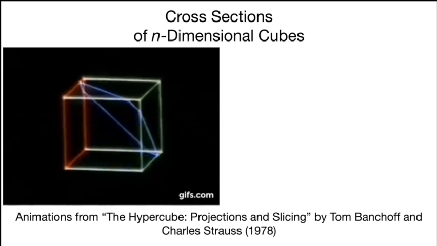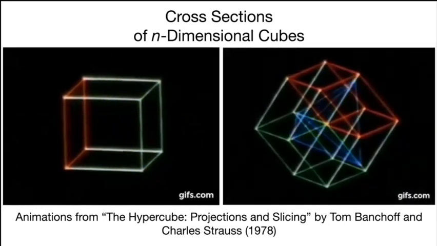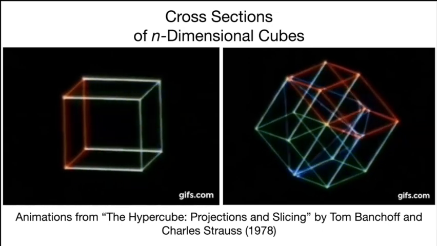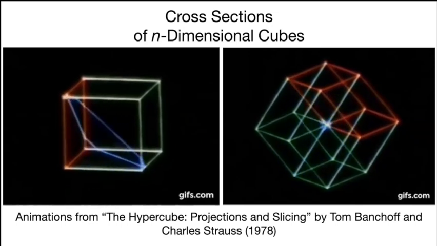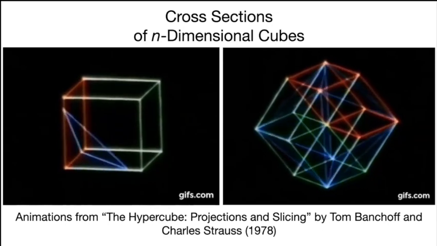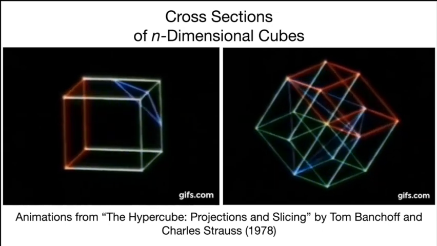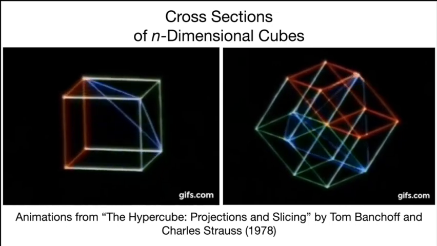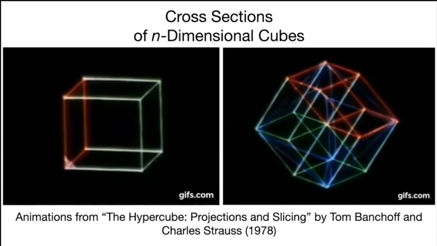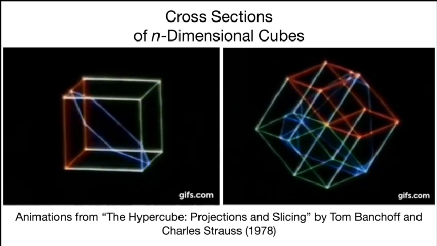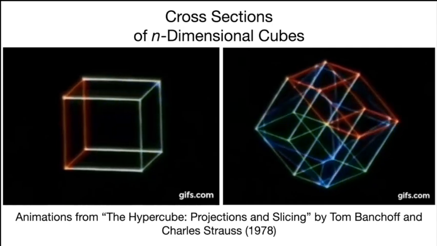They show a bunch of cross sections for four-dimensional cubes. I just picked one of them to show you here, and this one is cool. The whitish bluish image is the three-dimensional cross section. This one starts out as a triangular pyramid, and it grows, and then the corners of the pyramid get cut off. At one point it becomes an octahedron, and then it disappears again. So that's one example of a cube passing through our three-dimensional space. I would definitely recommend checking out the full video by Banchoff and Strauss.